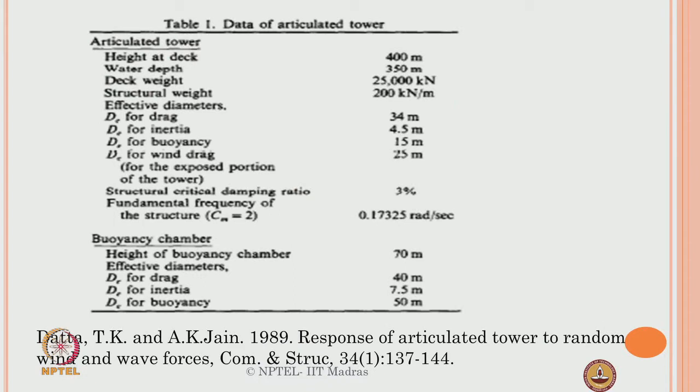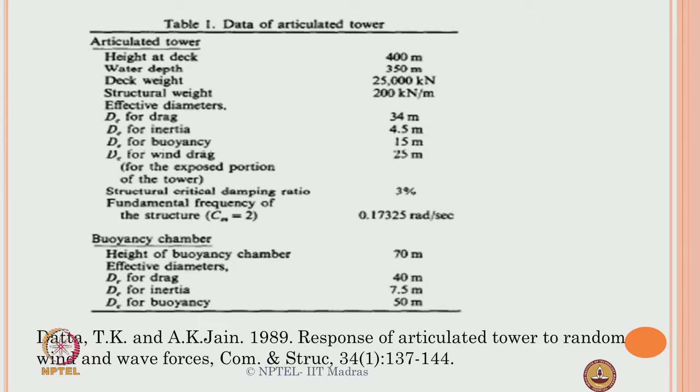If you look at the real time data of the original ALP, this is the problem which has been considered. Height of the deck is 400 meters, the structure weight is about 200 kilonewton per meter, and the deck weight or the top side is about 25,000 kilonewton or 2,500 tons. This is relatively a big value. The buoyancy chamber dimensions are available to you. The data has been borrowed from the paper. The results are also projected back to you from the paper.